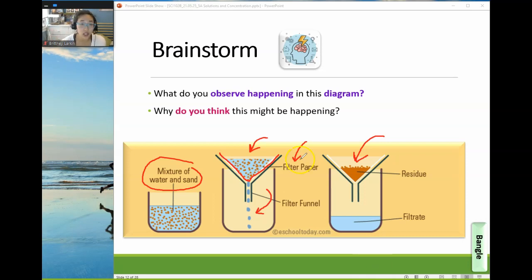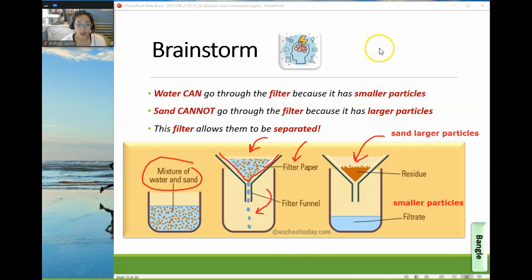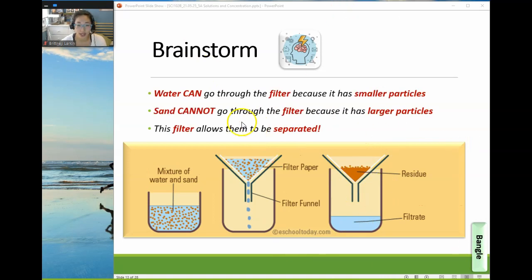And this has to do with the size of the particles, right? Sand has much larger particles, whereas water has much smaller particles, right? They have liquid particles that are going to be able to move a little bit more easily through that filter. Okay, so we can see that there is separation going on. Now, why is that important? We'll talk about that in just a moment.